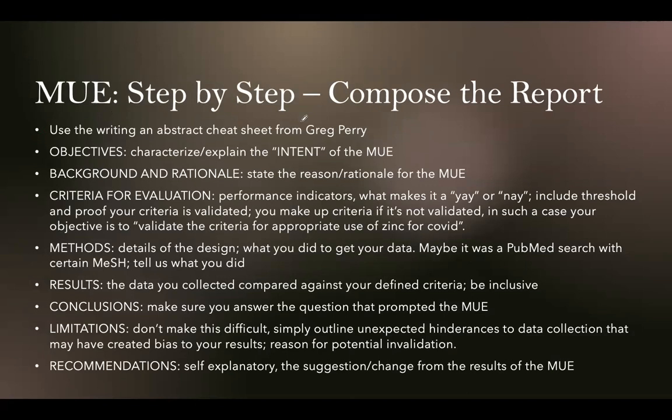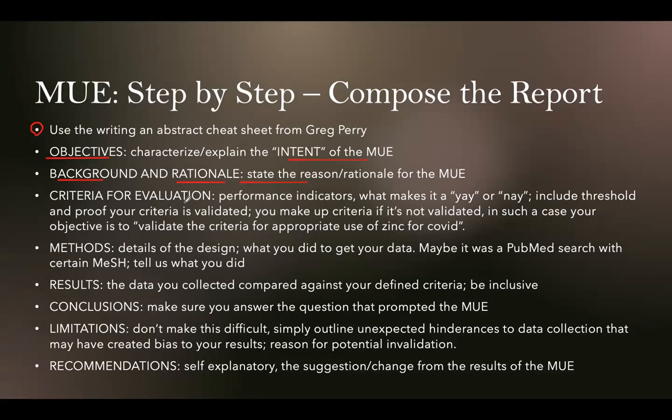Now, when you compose your report, you're putting this data into a format to start crunching numbers. I have a nice abstract writing cheat sheet that you can use; just ask for it. But objectives: you want to characterize or explain the intent of the MUE. Then you're going to do your background and your rationale. You're going to state the reason or rationale for the MUE. You're going to define your criteria for evaluation.